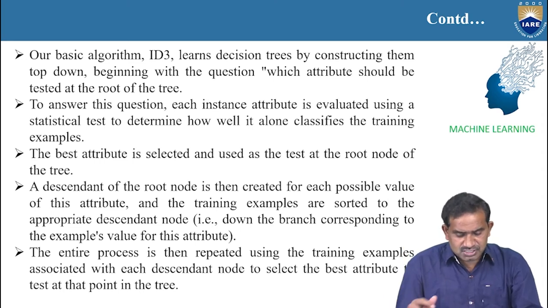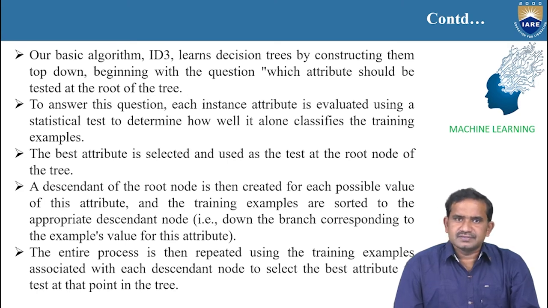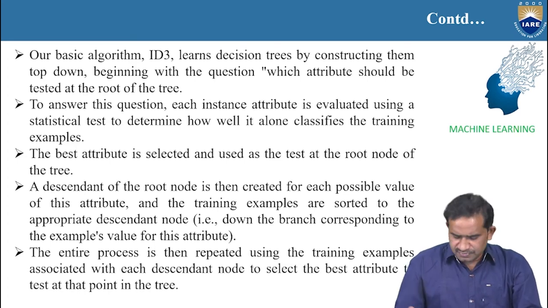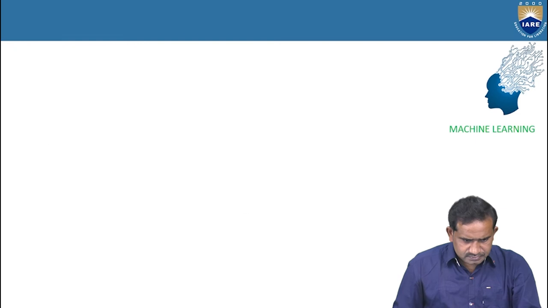The entire process is then repeated using the training examples associated with each descendant node to select the best attribute to test at that point in the tree. We select the best attribute value based on the training examples, and from there we can start.